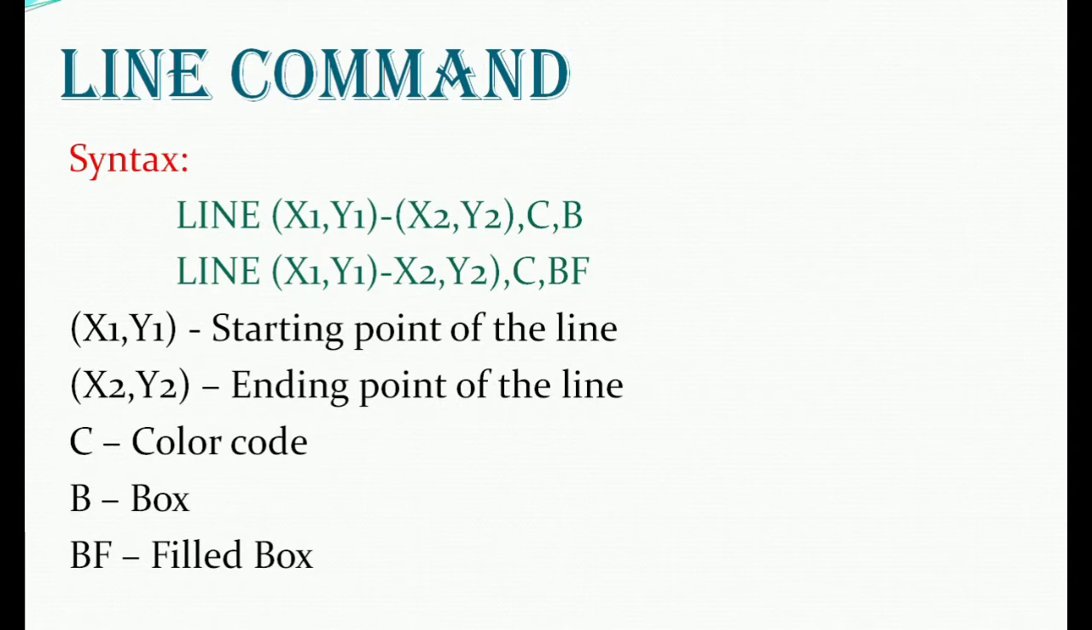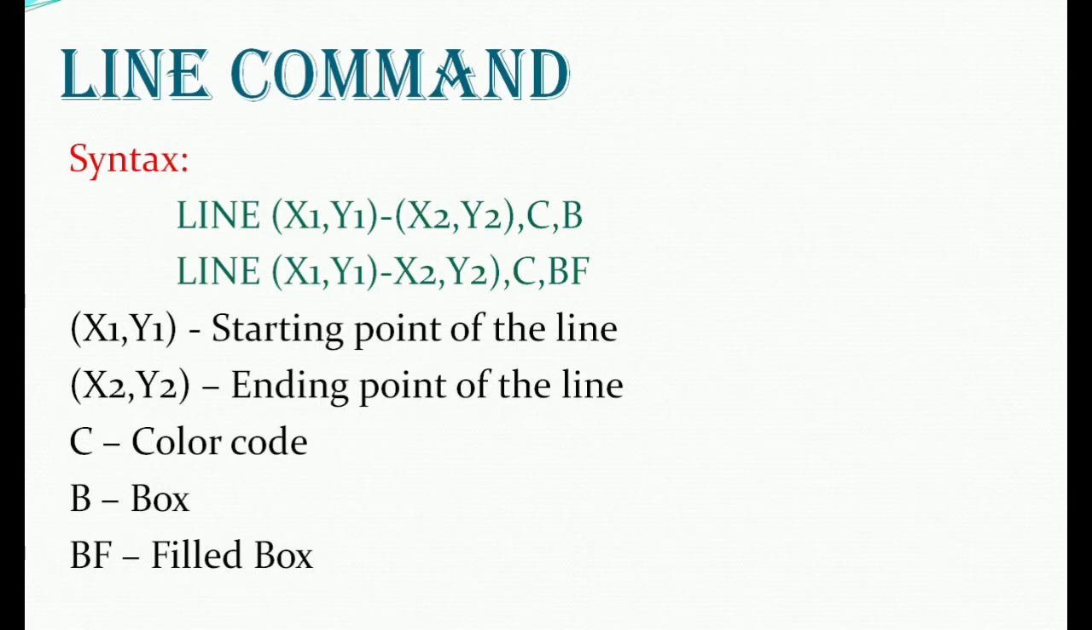C means the color code. We have already studied that there are 16 colors supported by QBasic, so for each color we can use the corresponding color code. And we can see one more code, that is B. B stands for box. It is used to draw an empty rectangle with the starting point and ending point.